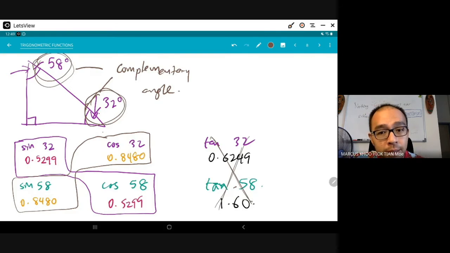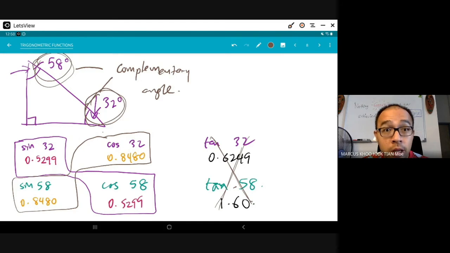Because sometimes in questions, you are required to know this without using a calculator. Yes, I know, calculator makes your life much easier. But if you know this fact, you don't have to waste time pressing equals. Because you know already, oh, okay, 58 and 32, they're complementary.